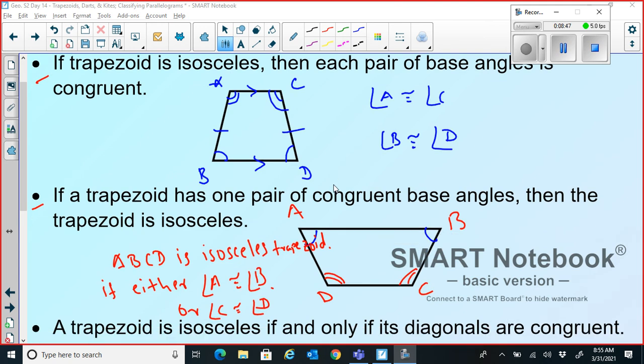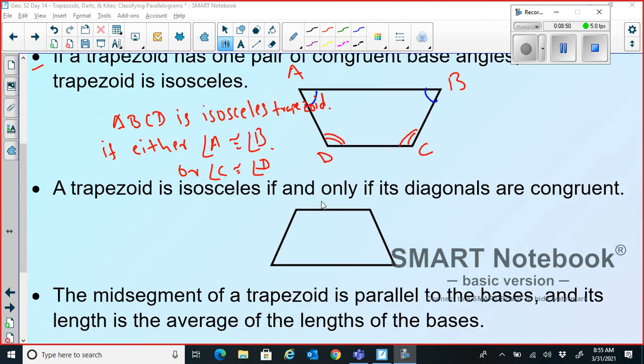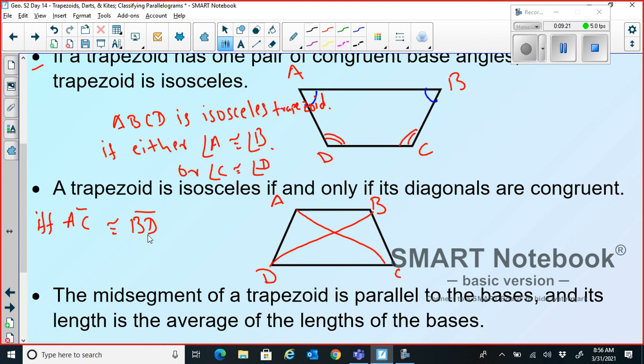Okay, let's see the next theorem. A trapezoid is isosceles if and only if the diagonals are congruent. There is one more theorem which says that if I have the diagonals congruent, then I can say that the trapezoid is isosceles. That is, if and only if AC is congruent to BD, then ABCD is an isosceles trapezoid.